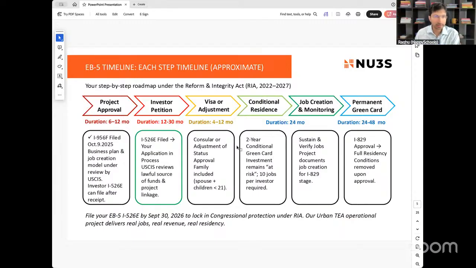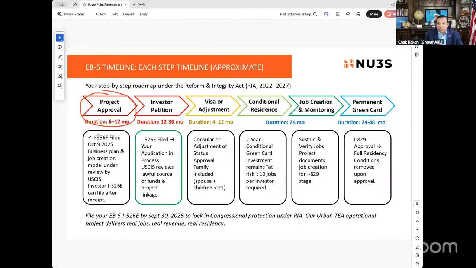All right. So we have the next slide about the EB-5 potential timeline, what applications are going to be filed and when. Yeah. So the project applies for what is called 956F. We already did that in October. That's the project application. We have the receipt, which we'll show you in the presentation down the road.